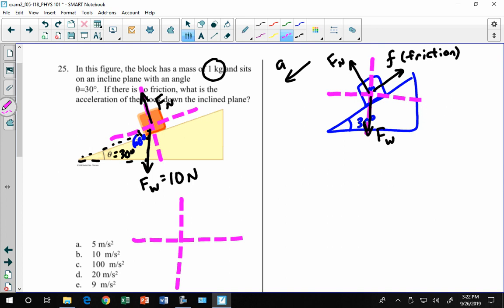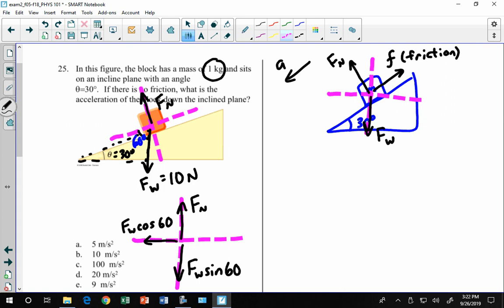With my resolved vectors, I have Fn, I have Fw cosine of 60, and I have Fw sine of 60. Okay? And I want to know what is the acceleration down the inclined plane. This is where I apply Newton's second law.